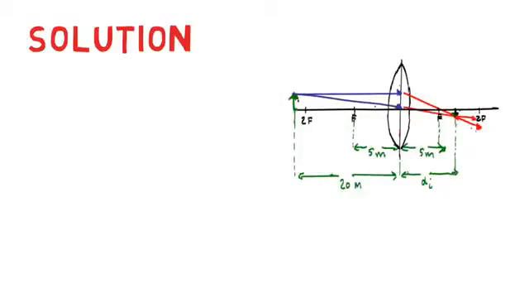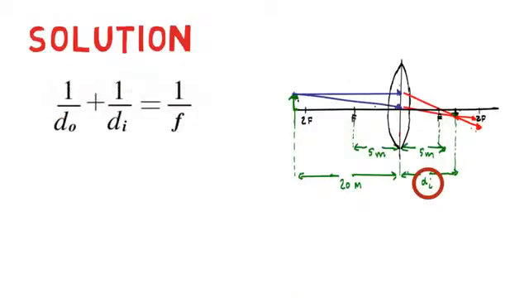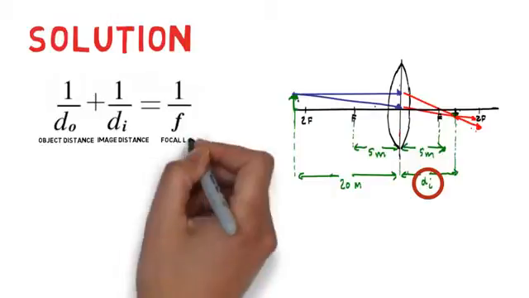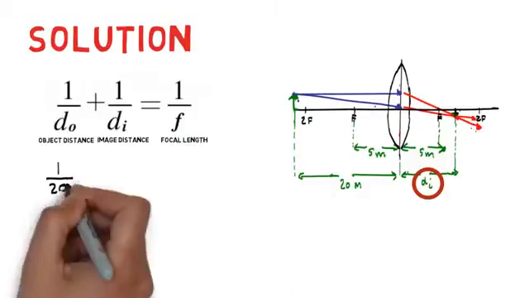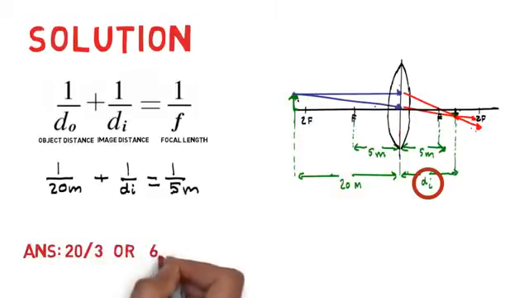Before solving, let's first demonstrate what exactly is going on by drawing a diagram. We're given the focal length and object distance, and we need to find the image distance. Now we can use the thin lens equation. The inverse of the object distance plus the inverse of the image distance is equal to the inverse of the focal length. Plugging in the values, you get the following. And with a little algebra, your answer will be 20 over 3 or 6.667 meters.